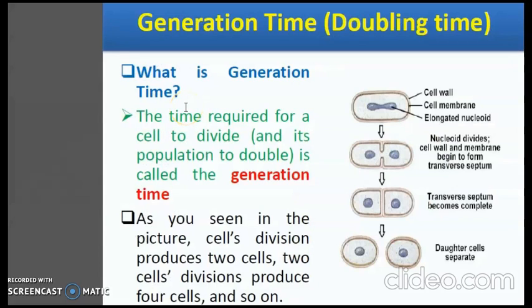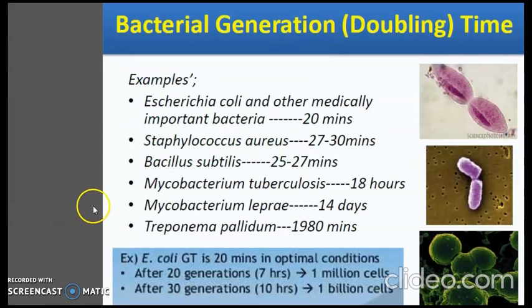The interval of time between two cell divisions, or the time required for a bacterium to give rise to two daughter cells under optimum conditions, is known as the generation time or population doubling time. The process of cell division is a continuous process, as you can see. One cell will be giving rise to two cells, then four cells, and it will go on so. Now let's see the examples of some organisms' generation time.